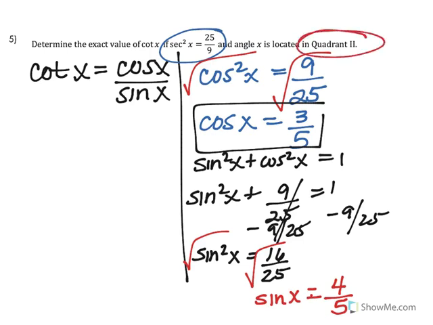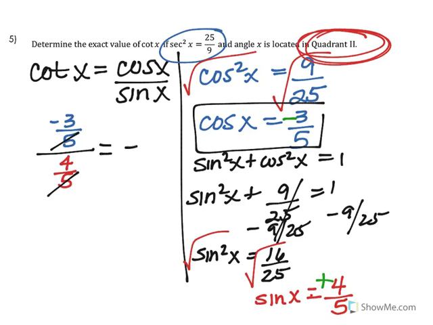Now keep in mind we're in second quadrant. So in second quadrant, the cosine is really negative. The sine is positive. So when I divide a negative by a positive for my cotangent, I'm going to wind up with a negative answer. So negative 3/5 divided by 4/5. Since my denominators are exactly the same, they cancel, and I get negative 3 over 4 as my final answer.